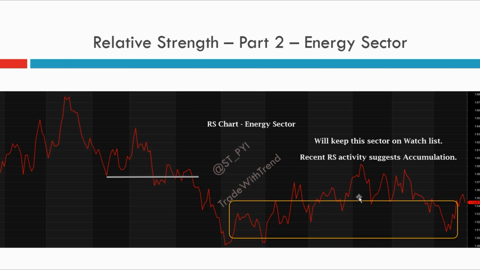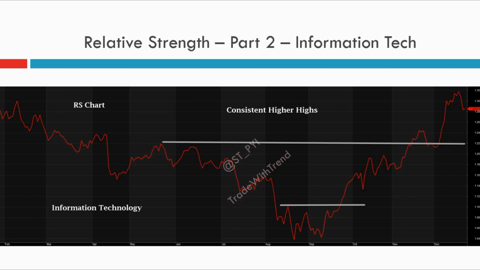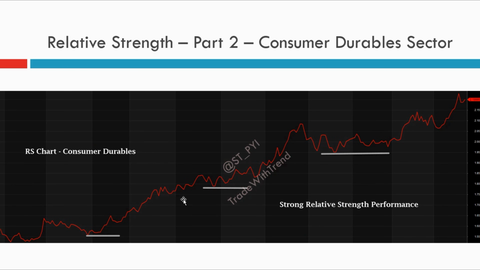So the next sector that we have is the consumer durable sector. Now look what is happening here. While most of the sectors were forming lower lows and lower highs, the consumer durable sector is consistently forming higher highs. Now if you take this sector and compare it with the second strongest one that we had, that is the IT sector, just see which one is better. I'll again flip the chart. This is the IT sector and this is the consumer durable sector.